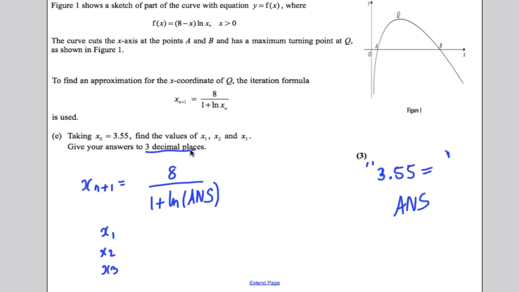So 3.55 equals, and then you would type in your calculator 8 over 1 plus the ln of Ans. And doing that, you would get x1 to 3 decimal places is 3.529. Press equals again, you would get 3.538. And press equals again, you would get 3.534. And you're done. They're all stated to 3 decimal places, and there we go.